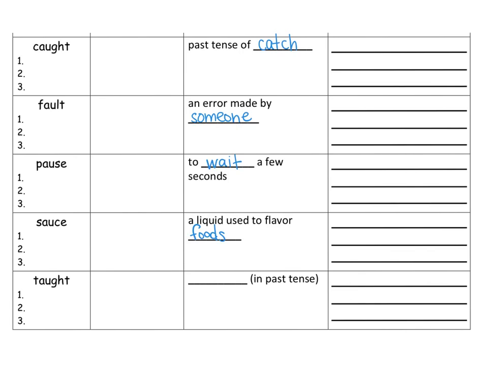And the last word for page 2 is taught. Taught is the past verb of teach. So I don't say, I teach you page 1 already, because we've already done that. I say, I taught you page 1 already, because taught is in the past. Teach is in the present right now.